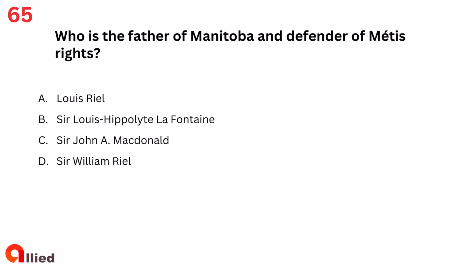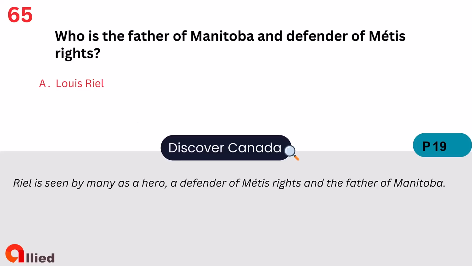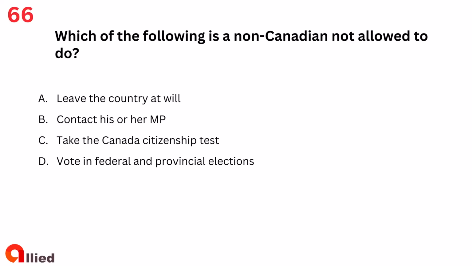Question 65. Who is the father of Manitoba and defender of Métis rights? A. Louis Riel. B. Sir Louis-Hippolyte Lafontaine. C. Sir John A. Macdonald. D. Sir William Riel. The answer is A. Louis Riel.